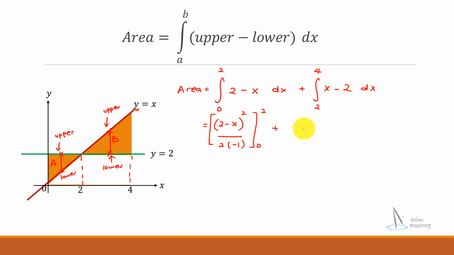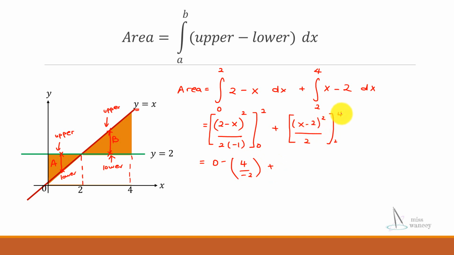So this one we're going to do the same thing. So this is x minus 2 squared over 2, evaluated from 2 up until 4. So this is equal to, we can actually substitute with 2. So I have 2 minus 2, which is simply 0. And then 2 minus 0, so I'm going to have 2 squared, so that is 4. So I got 0 minus 4 over negative 2.